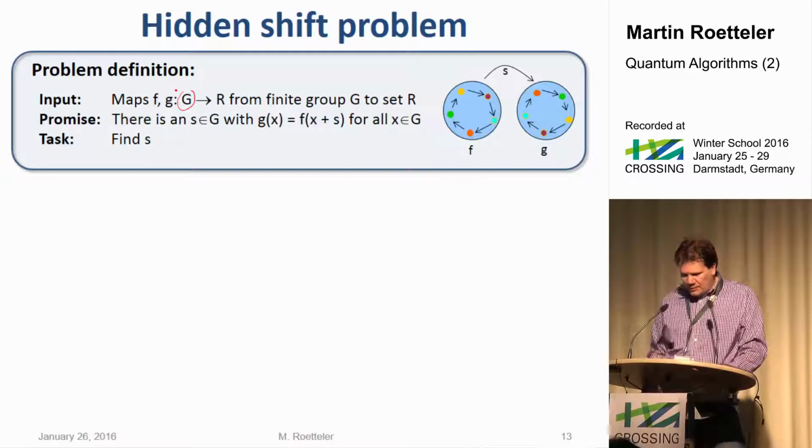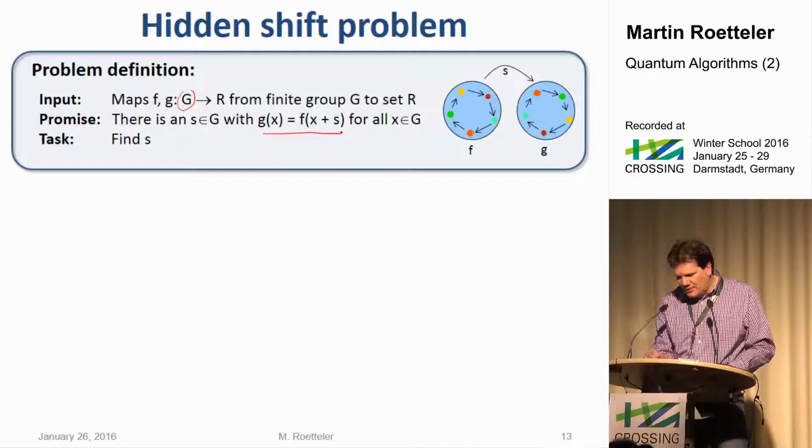This group here, let's think of it as being an abelian group, but it could be really any, even a non-abelian group. You get two maps from that group to some root set, and you get the promise that the two functions just differ by an offset in the domain. Right? You're looking for that offset S.